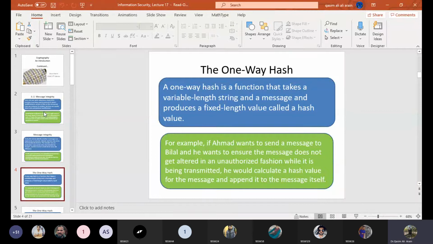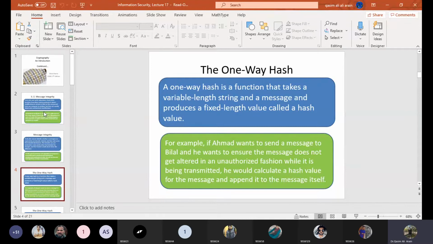How? Let me read it for you. A one-way hash is a function that takes a variable length string and a message and produces a fixed length value called a hash value. Now what happens in this? It's very important to understand. You have a hash value calculated. Now how is it going to be calculated? A one-way hash is a function that takes a variable length string. I mean, it is going to take any type of value and the original message, and produce a fixed length value called a hash value.